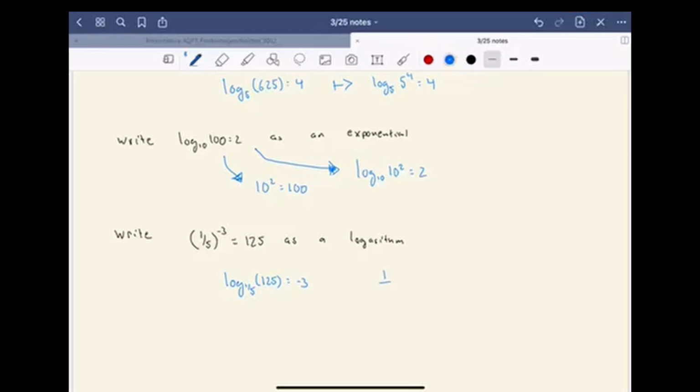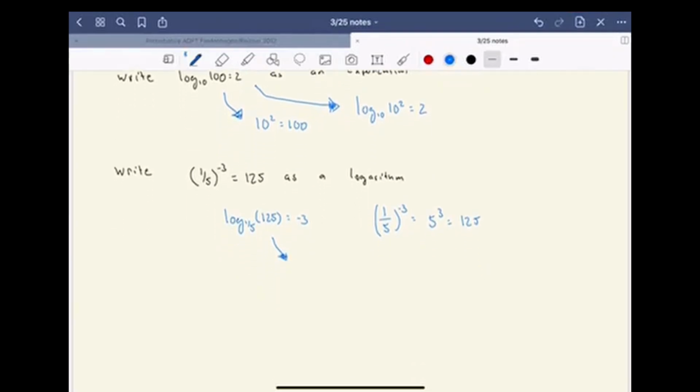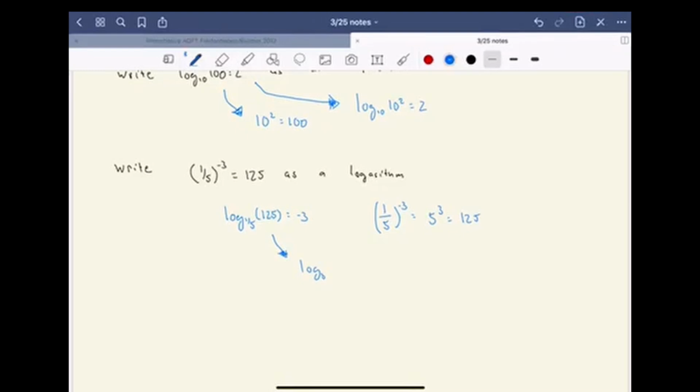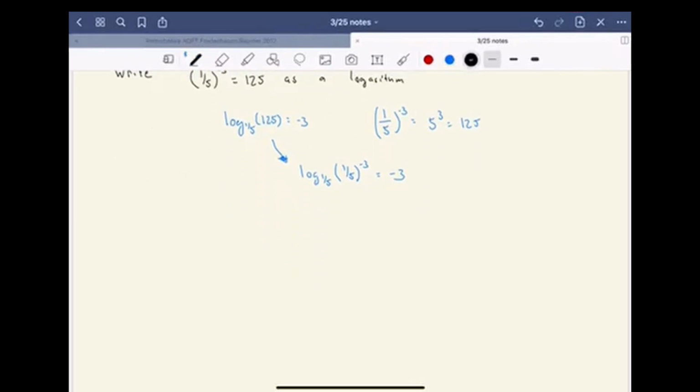I want you to notice something. 1/5 to the negative 3 is like 5 to the 3rd, and that's how you get your 125. So another way you can think about this, not the way you need to write it, but just the way that you think about it so that the log makes sense. Log base 1/5 of 1/5 to the negative 3 equals negative 3. Okay. All right. Couple more.